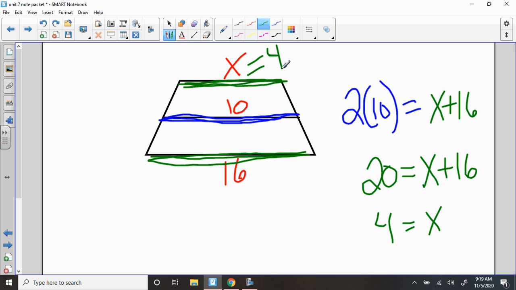Okay, so there's your formula for that trapezoid mid-segment theorem, and the trapezoid video is over.